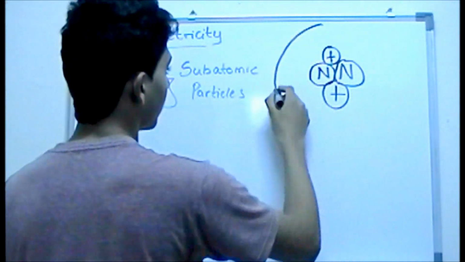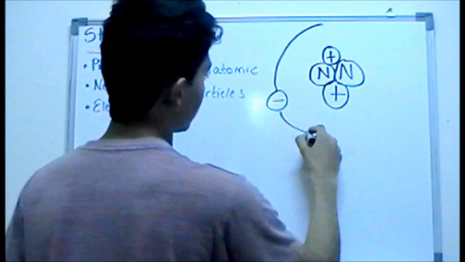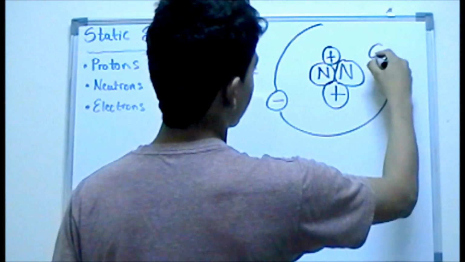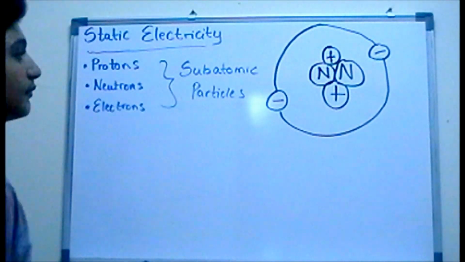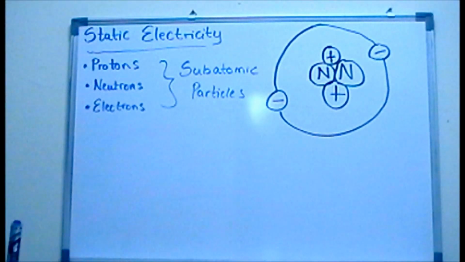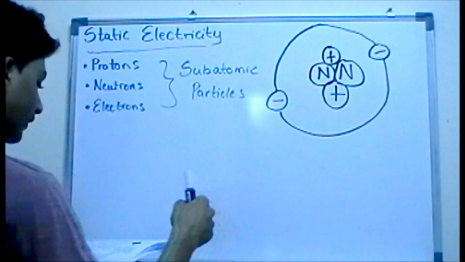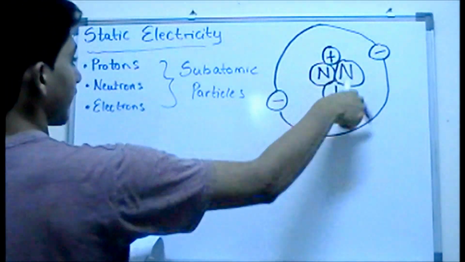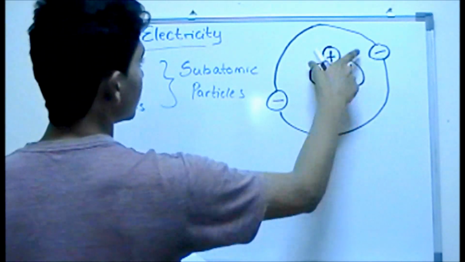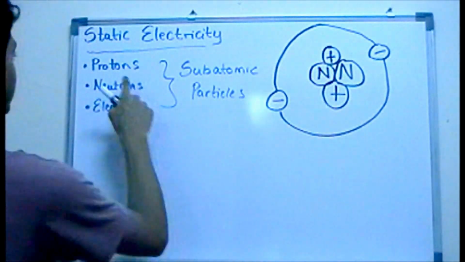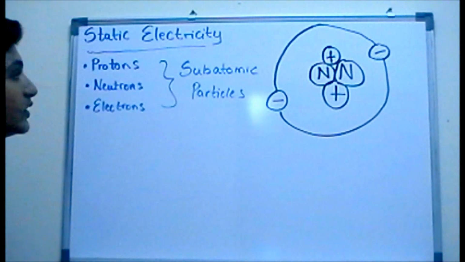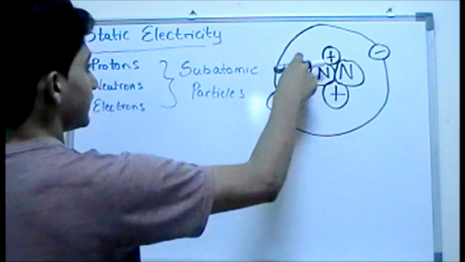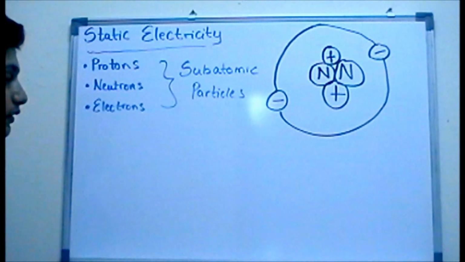Now here you have the negative charge particle. This is basically the atom, how an atom looks. This is the basic model of an atom. The electrons are orbiting the nucleus, which consists of positively charged protons and neutrons, which are neutral. Protons and neutrons are found together in the center, which is called the nucleus. Let me write it down: nucleus.